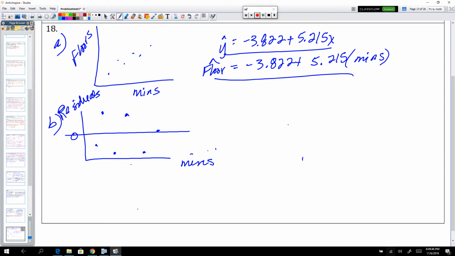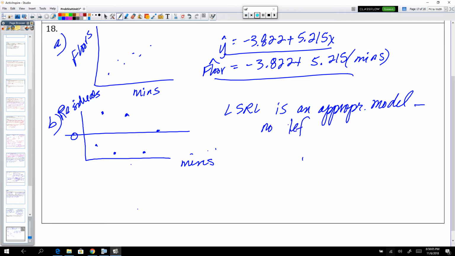And so we love this residual plot, right? There's no pattern to the data. The LSRL is an appropriate model because we see some below, some above. It's hovering close to 0. There's no leftover pattern. There's no pattern to the residuals, and so we love this residual plot saying that the least squares regression line is a great model.